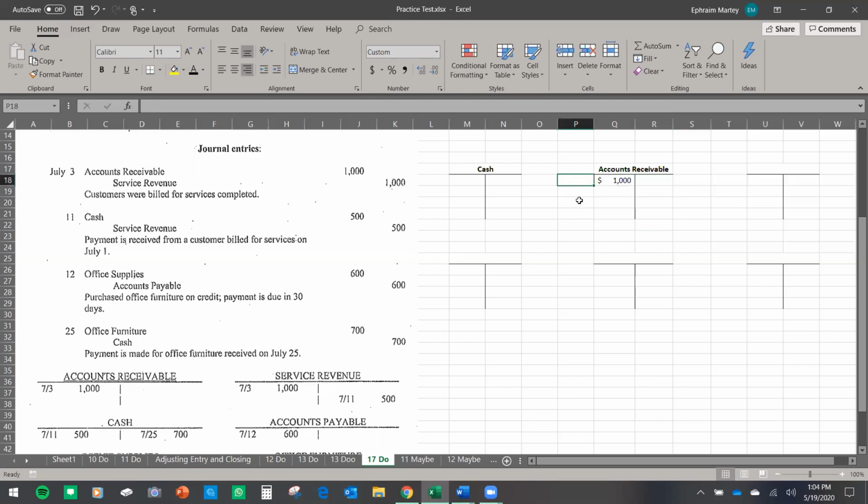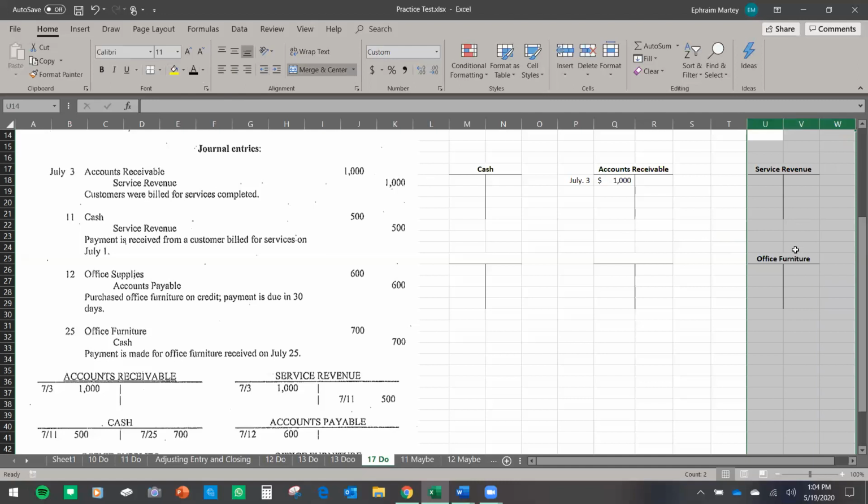Now I need a date. What date is it? It was July 3rd. So I put my date here and then the 1,000 over there. What else do I need to do? I have to credit service fees by that same amount. So I have my service fee here and I'm going to credit it by that same amount.